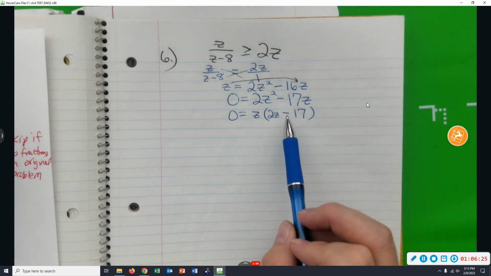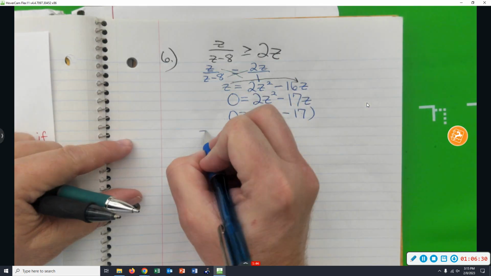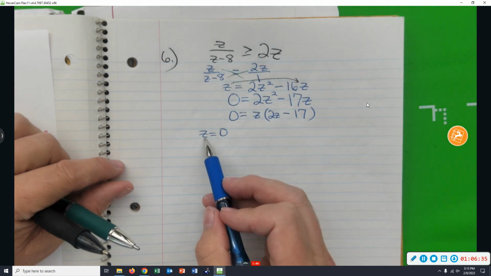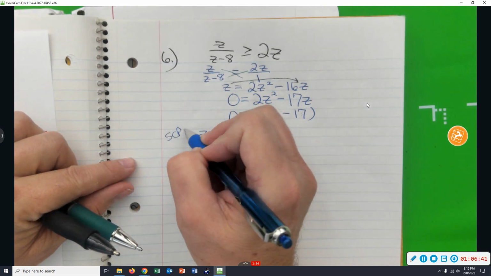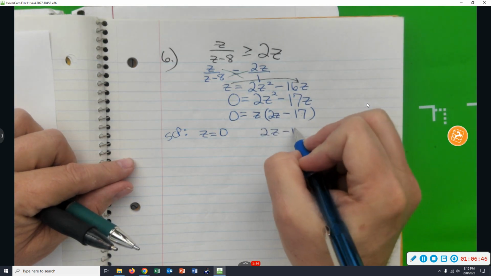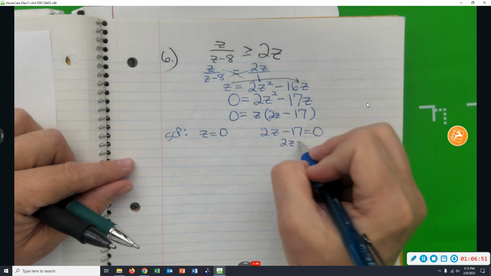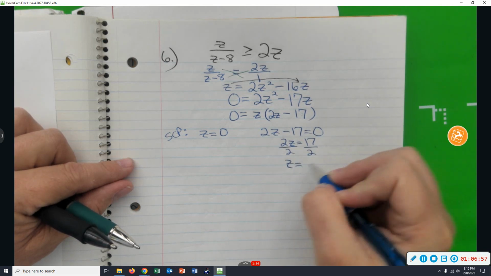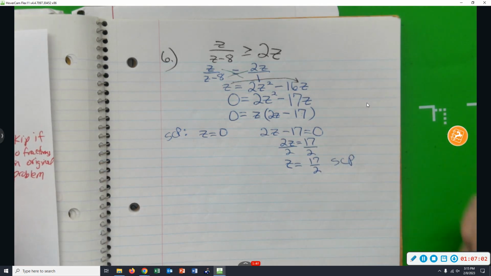But there is one thing tricky about this. Once you have it factored, you set the factors equal to 0. You set that first factor equal to 0. Yes, you have to set the z to 0 also. It's already solved for z. There's my first solution cut point. Set the 2z minus 17 equal to 0. That says 2z is equal to 17. So z is equal to 17 over 2. There's my second solution cut point.